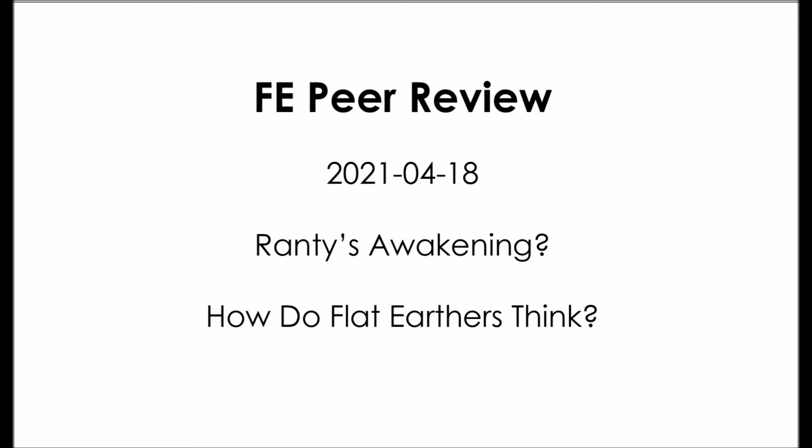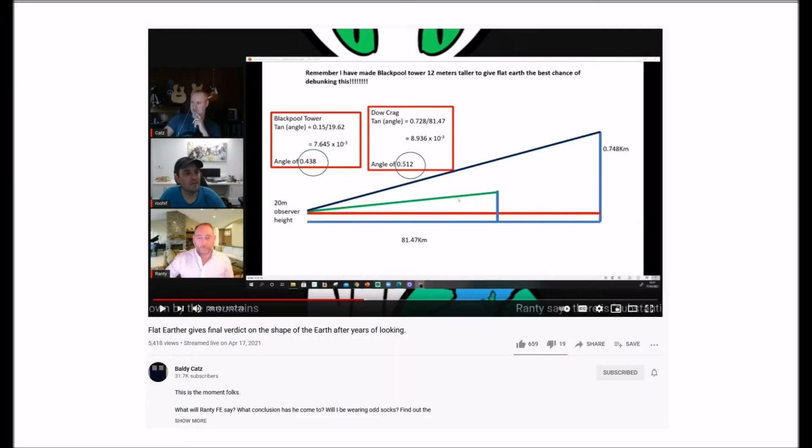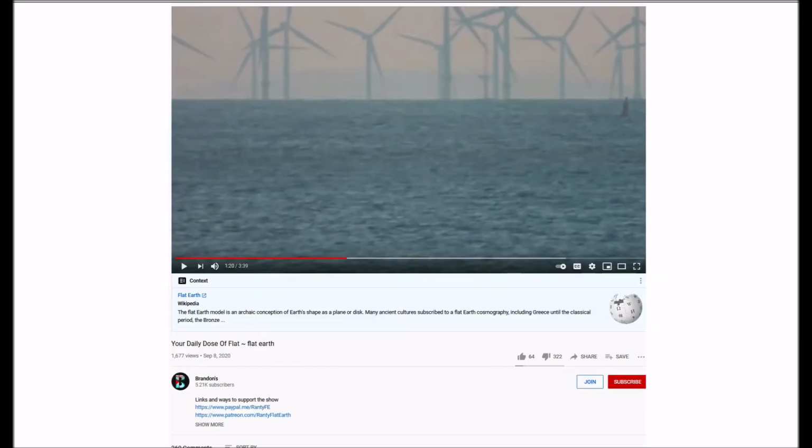By now you'll all have heard about Ranty conceding to Baldy Cats that the evidence indicates a globe. Katz and Ruhif engaged Ranty in a discussion and did some excellent demonstrations. Katz used a very simple diagram of triangles and some basic trigonometry, which seemed to reach Ranty and shift his mindset. I found this ironic.